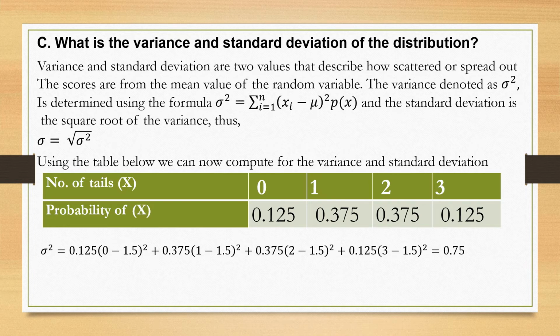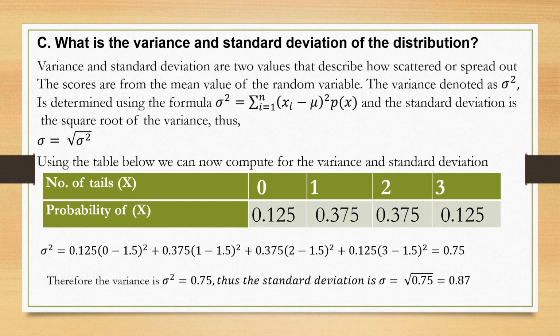So we already have the variance, so we can now compute for the standard deviation. So we know that the standard deviation is just the square root of the variance. Okay? Therefore, the variance, sigma squared, is equal to 0.75. Thus, the standard deviation, sigma, is equal to square root of 0.75, which is equivalent to 0.87. So 0.87 is the standard deviation, while 0.75 is our variance.